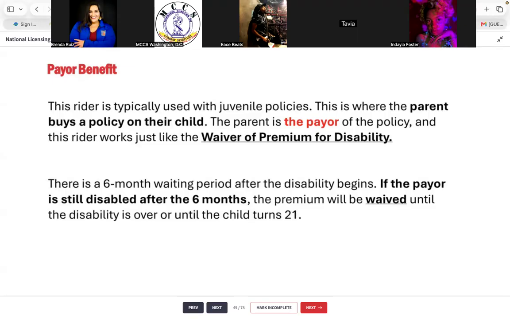But that's his own policy. It's not listed under mine, it's under his name. I purchased it, but he has his own policy. So the payer benefit just says, "Hey, you don't have to pay this policy until you get better." The payer can take time off from paying it until they get better. This allows the client to focus on recovering and not have to worry about whether their children's policy is still going to be in good standing. So that's the payer benefit.